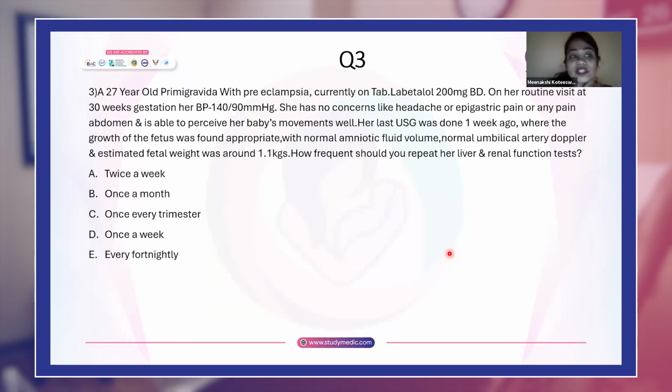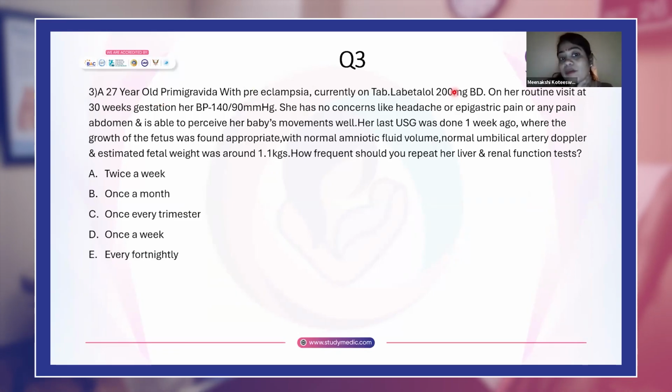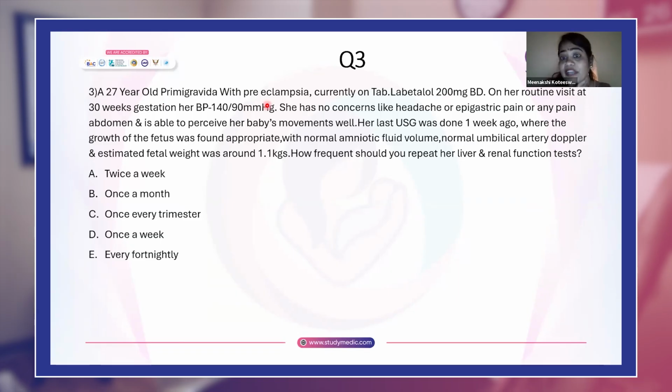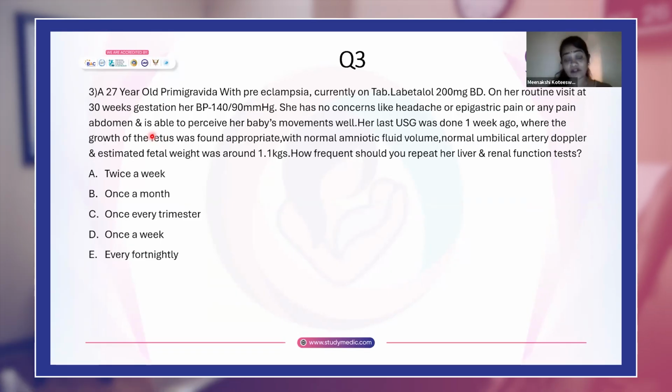Please remember that one question. A 27-year-old primigravida with pre-eclampsia, currently on tablet labetalol 200 mg BD. So mind you that it's pre-eclampsia here, and she's on labetalol 200 mg BD. And on her routine visit, you see at 30 weeks of gestation, blood pressure is 140/90.